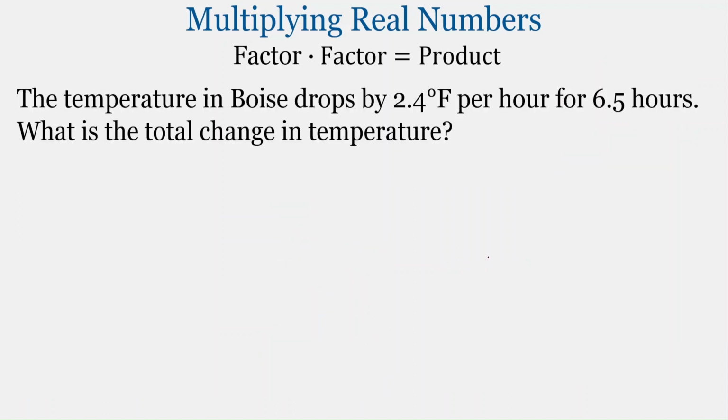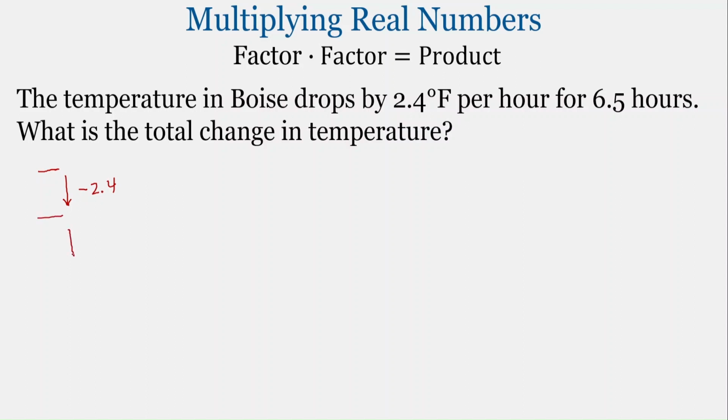Now let's look at an application. So the temperature in Boise drops by 2.4 degrees Fahrenheit per hour for 6.5 hours. What is the total change in temperature? So in this example, we kind of have a starting place right here. And it's going to drop by negative 2.4 in 1 hour.